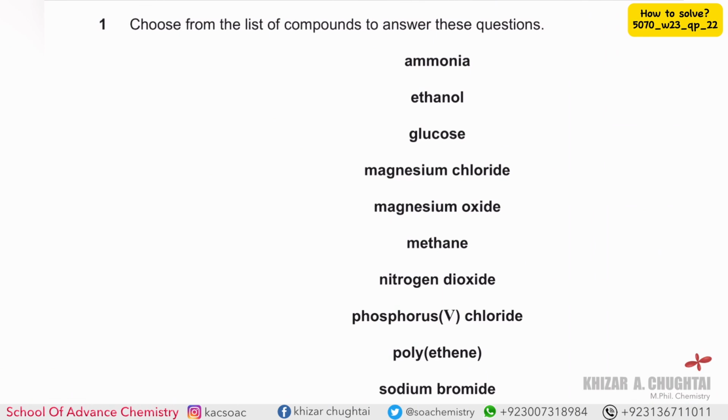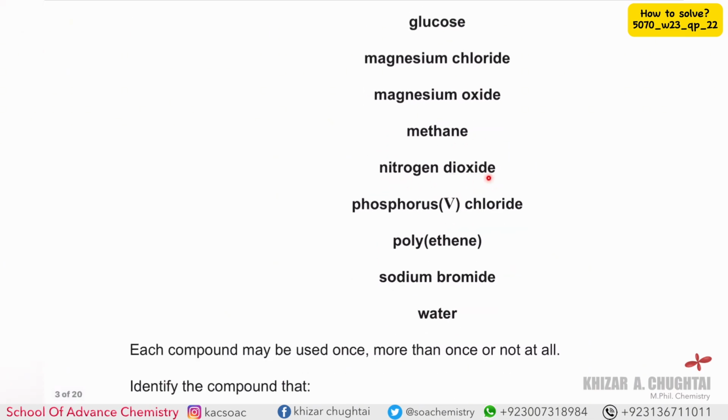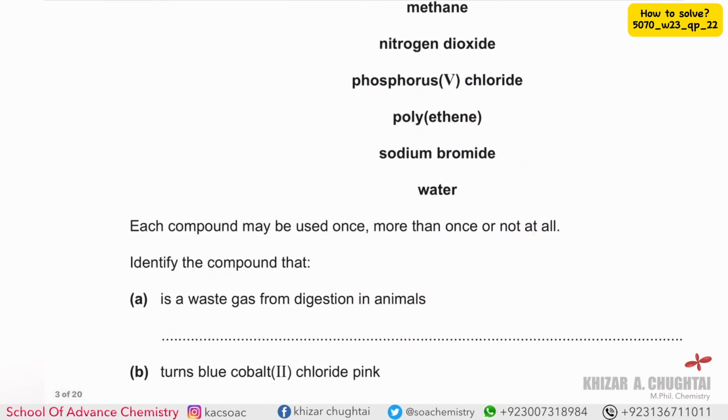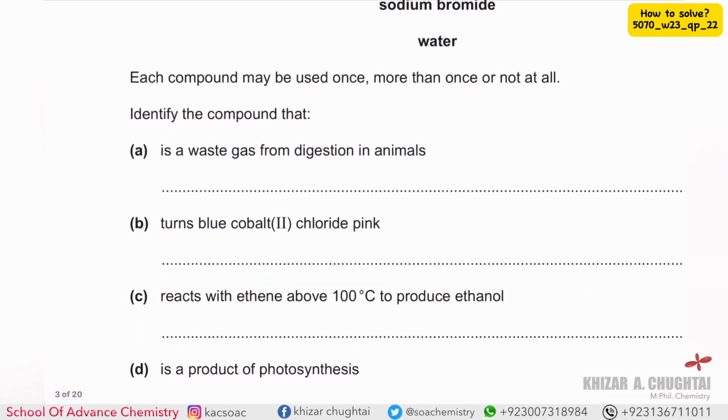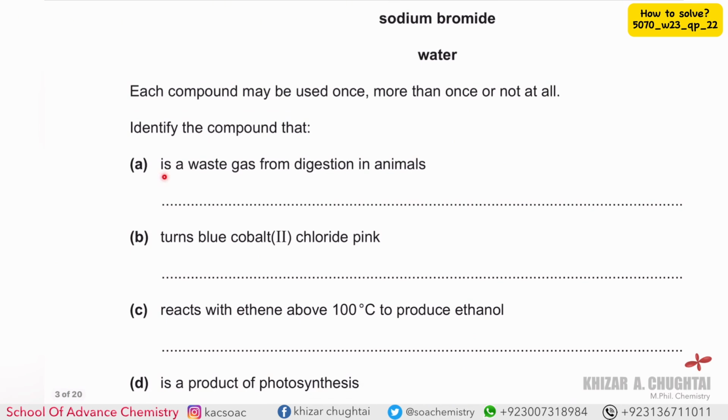Question number 1, choose from the list of compounds to answer this question. Ammonia, ethanol, glucose, magnesium chloride, magnesium oxide, methane, nitrogen dioxide, phosphorus 5 chloride, polyethylene, sodium bromide, water. Each compound may be used once, more than once, or not at all. Identify the compound that A is a waste gas from the digestion in animals, the methane gas.